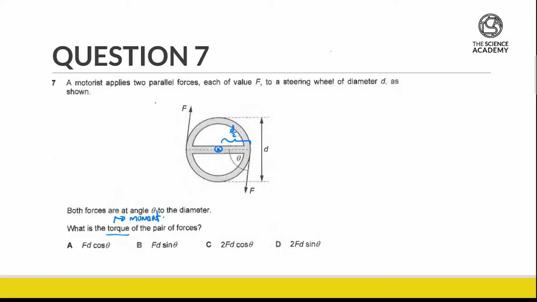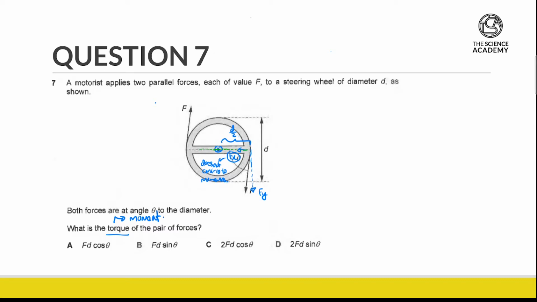Now, if we take a look at this particular force, if we resolve it into its vertical and horizontal components, we have Fy and Fx. Of course, we know that Fx does not contribute to moment. Why? Because its perpendicular distance is 0. We know that the perpendicular distance is 0 because if we stretch Fx all the way, you realize that it cuts directly through the pivot.